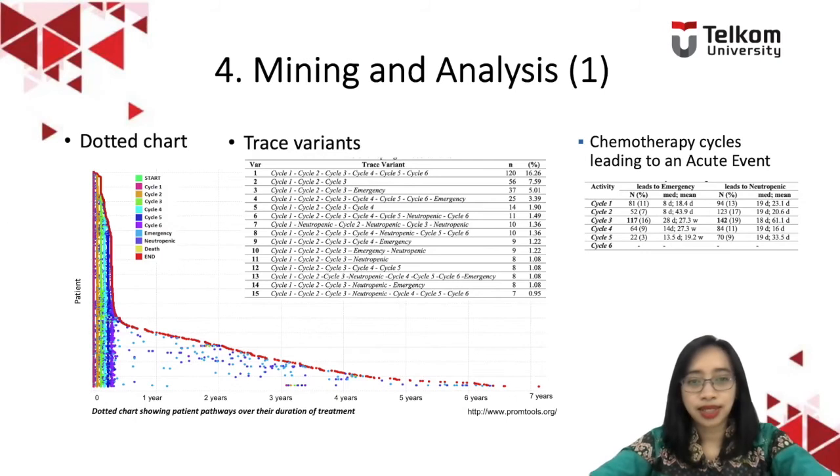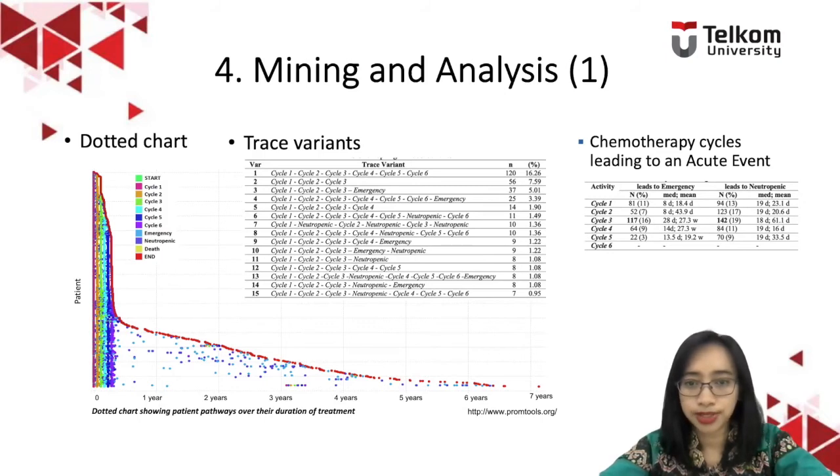For the second analysis, we check on the trace variants, and we found that the most followed variant is cycle 1, 2, 3, 4, 5, 6 in sequence. And then the second one is cycle 1, 2, 3, then stop, meaning that the patients didn't complete the cycles of chemotherapy. They stopped at cycle 3.